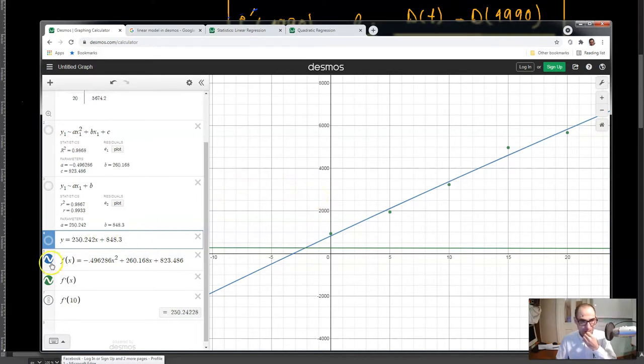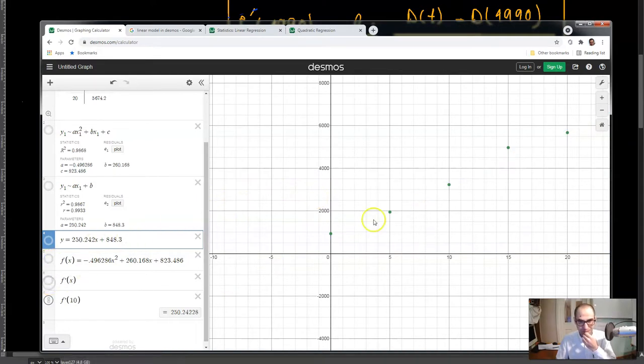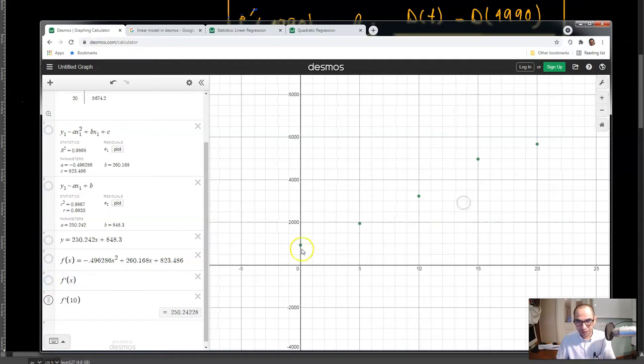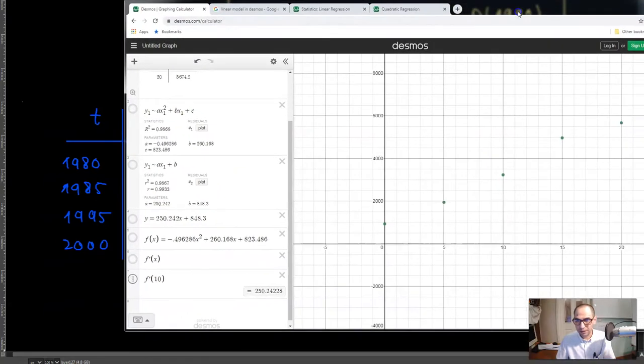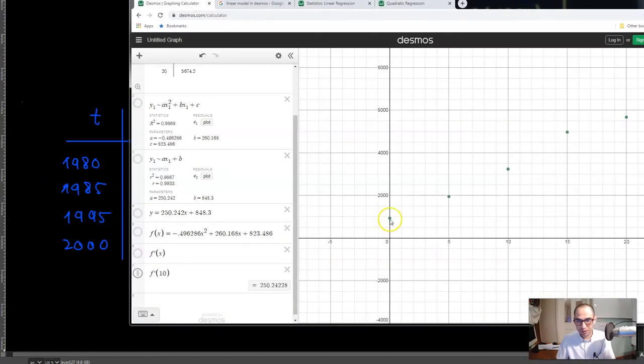So you can see that this is the value for 1980. This is the value for 1985. This is the value for 1990, 1995, and 2000.